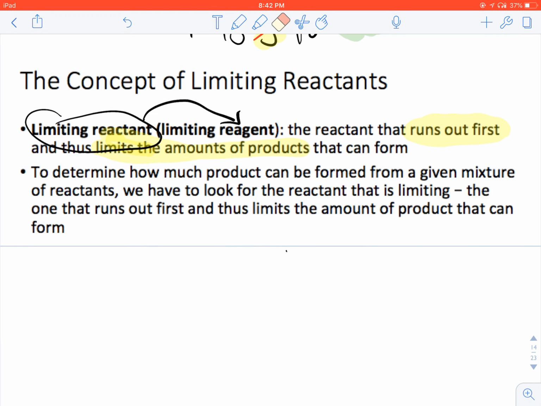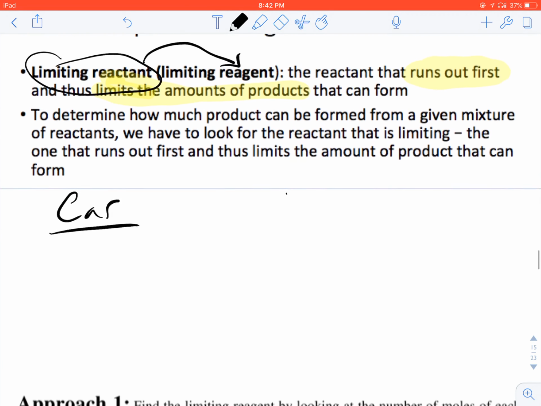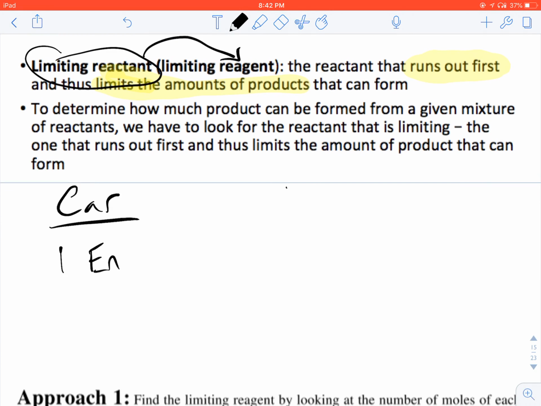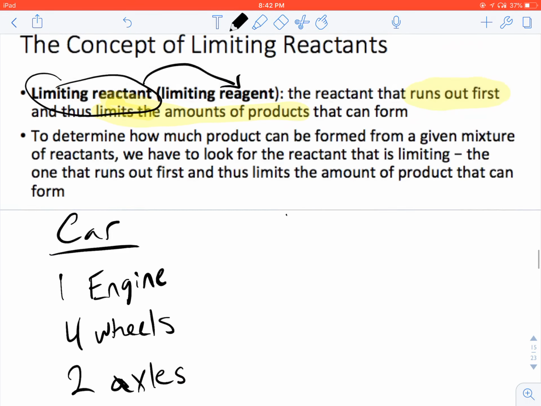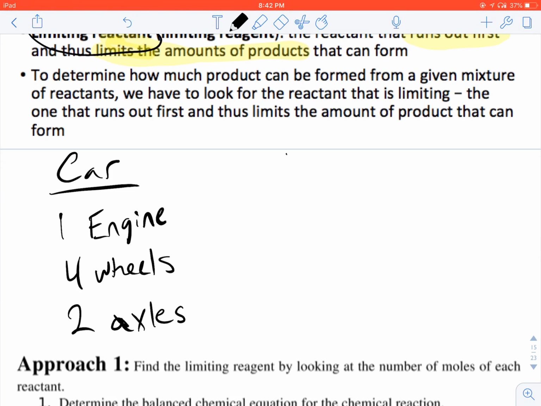Let's say to make a car. Well, what do cars consist of? They have 1 engine, 4 wheels, and I don't know, 2 axles. Almost forgot how to spell axles. Still not sure if that's right. Anyways, let's say you're running a car manufacturer or car making shop, whatever that is.